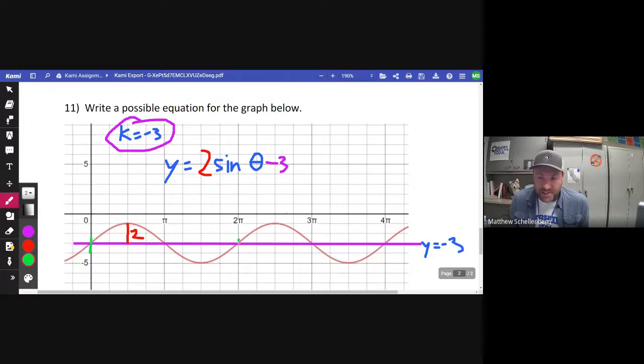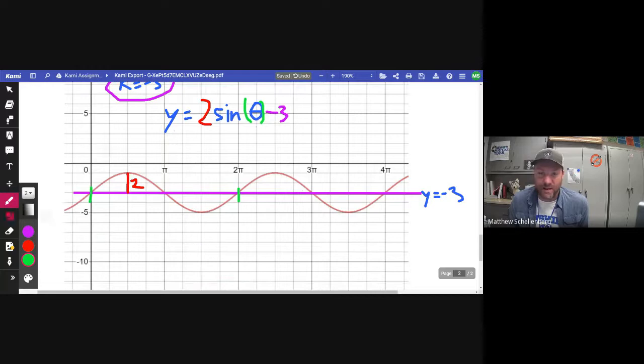In other words, nothing has happened to it. So we don't need any coefficient on theta. And also, if we look at the phase shift now, was it moved at all from 0 to 2 pi? No, it seems to go up from the midline and then resolve the period by the end of 2 pi. So nothing was shifted left or right. So we did not have anything inside these parentheses, if you want to have parentheses here. So in other words, we're done. So this is what the equation would be for this graph.